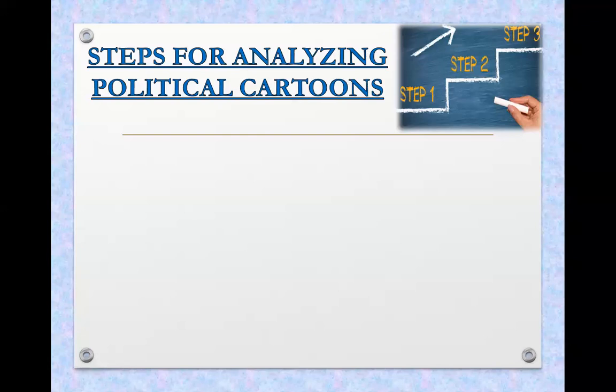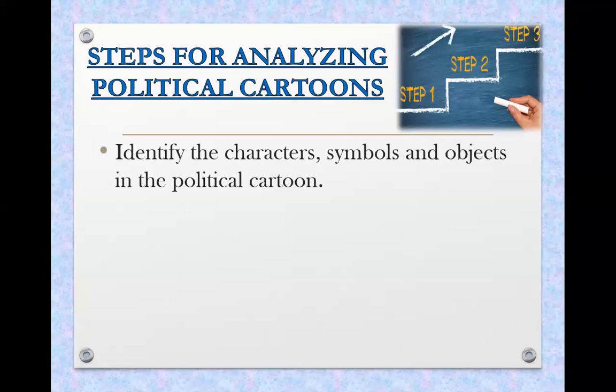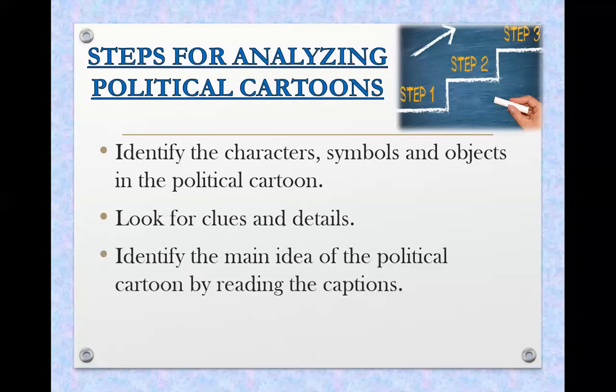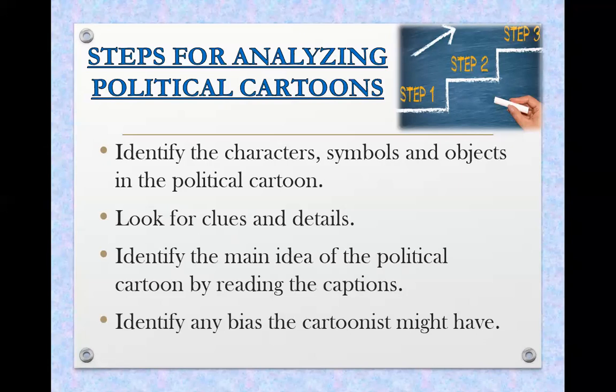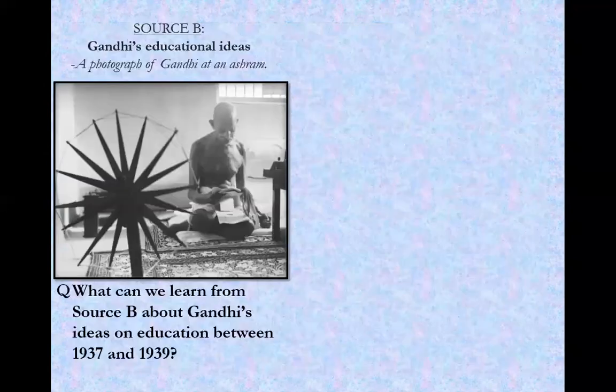Now, what are the steps for analyzing political cartoons? You need to identify the characters, symbols, and objects in the political cartoon. You have to look for the clues and details that give further meaning to that particular source. You need to identify the main idea of the cartoon by reading the caption and putting the message into your own words. This is the same thing I keep telling every time. And then you need to identify whether any bias is shown by the cartoonist. If there is, then you have to talk about that as well.